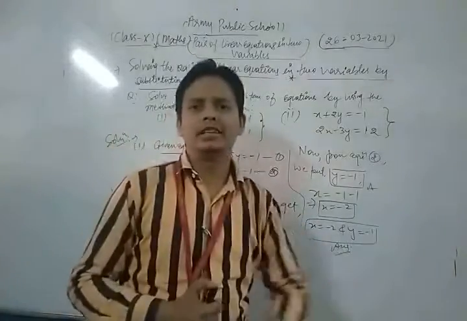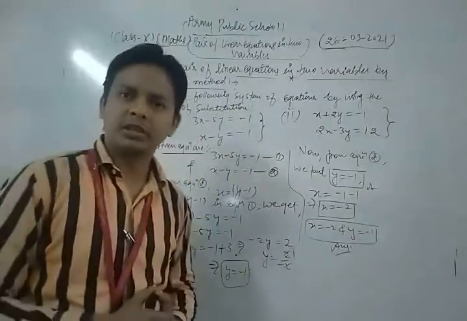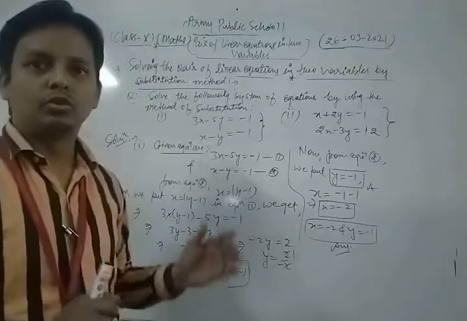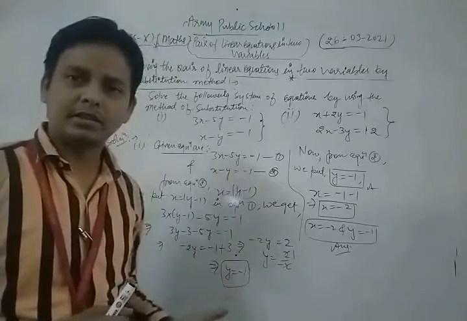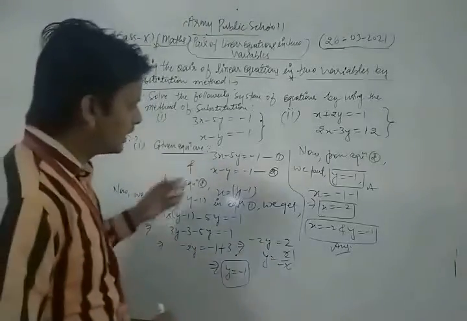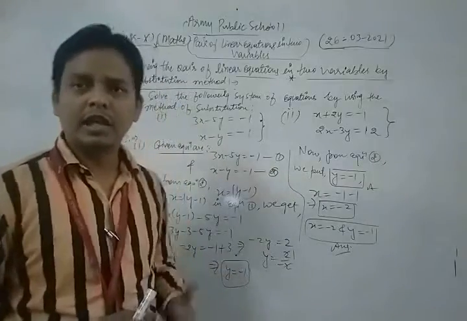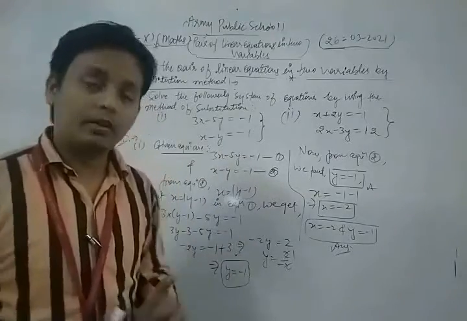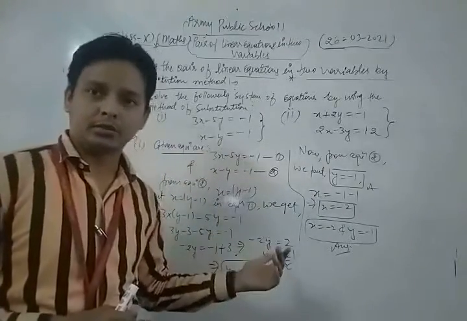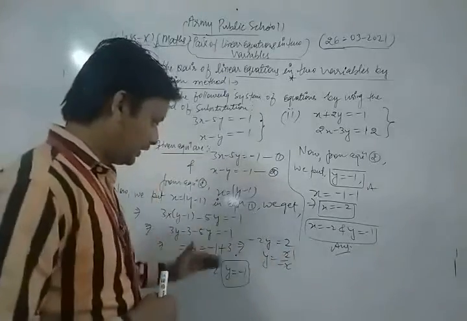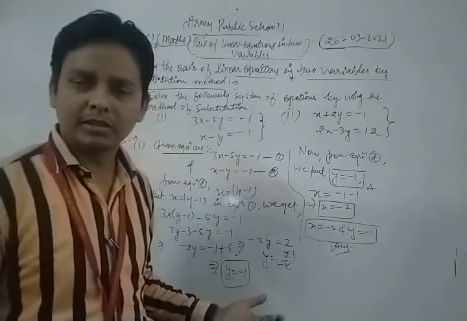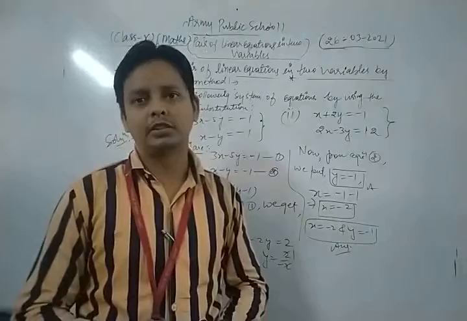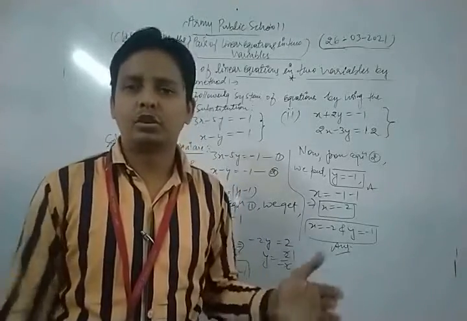Dear students, solving the pair of linear equations in two variables means finding the values of the variables x and y. In the substitution method, which is a very easy method, we select an equation and from that equation we find the value of x or y. After putting that value in the other equation and simplifying, you get the value of one variable, x or y. After that, you put the value of the variable in any equation and get the value of the other variable. This is the process to solve that type of question.